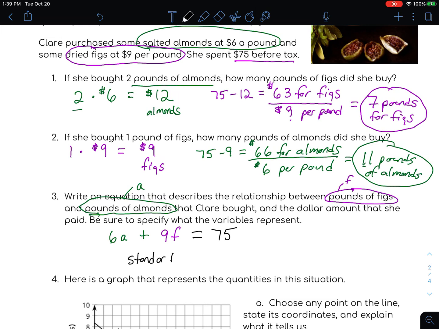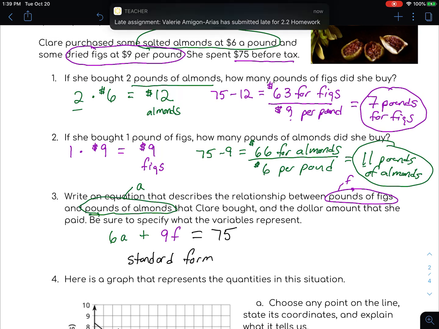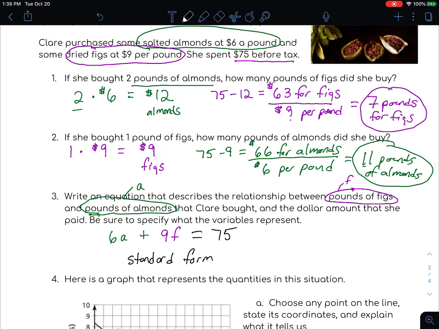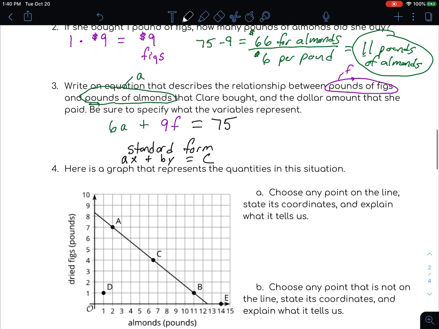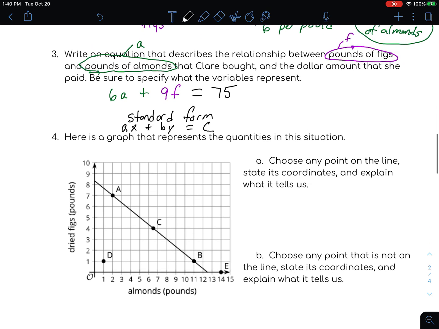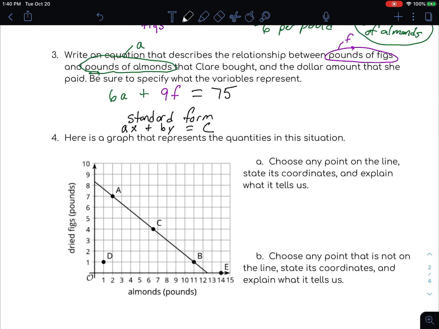So this is a little different form than what we were using in the last few sections in the unit, where it was more in our slope-intercept form, y equals mx plus b, where in this one we have our variables on the same side of the equation. So standard form might be something like ax plus by equals c. It's another way of writing a linear equation, where we have the variables on the same side of the equation, which makes more sense for this problem.